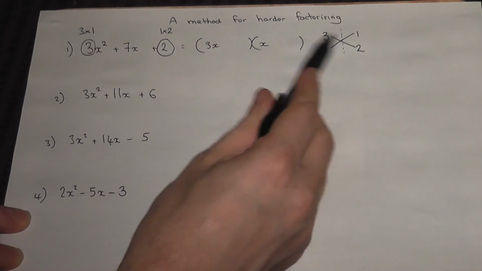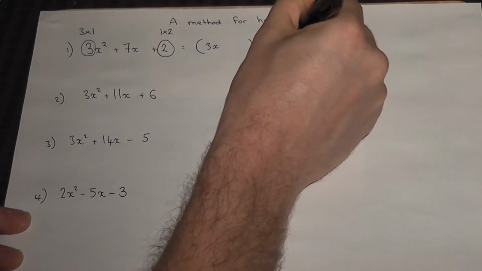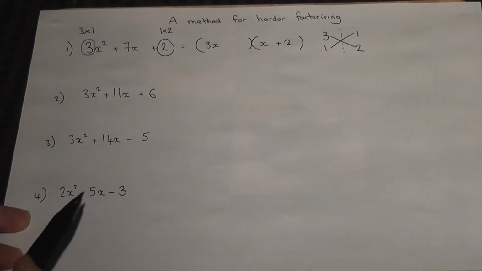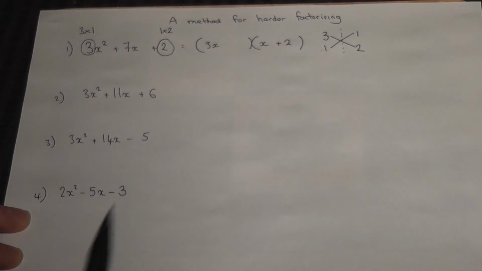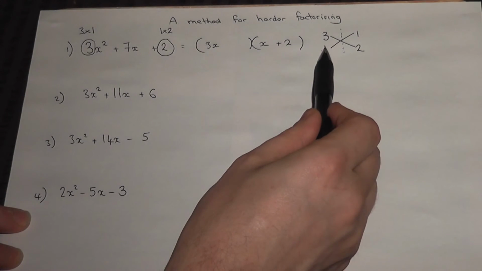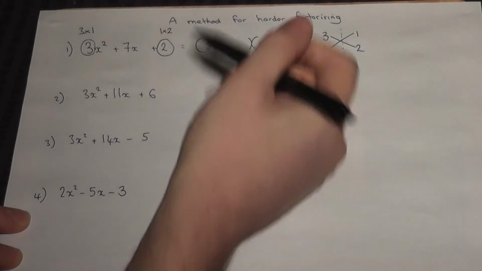So the trick here is the 3x gets timesed by a 2, so I must put the 2 in the other bracket. Because when you multiply brackets, you do 3x times by 2 like so. And the 1x gets timesed by a 1, so I must put the 1 also in the other bracket.